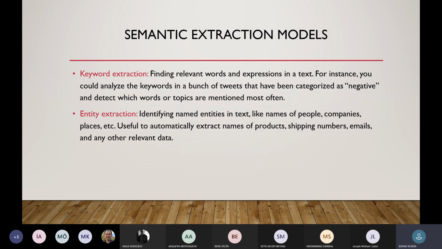Keyword extraction is finding relevant words and expressions in a text. For instance, we can analyze the keywords in a bunch of tweets that have been categorized as negative and detect which words or topics are mentioned most often. And the last one is entity extraction, identifying named entities in a text, like names of people, places, etc. It is useful to automatically extract names of products, emails, or any other relevant data.